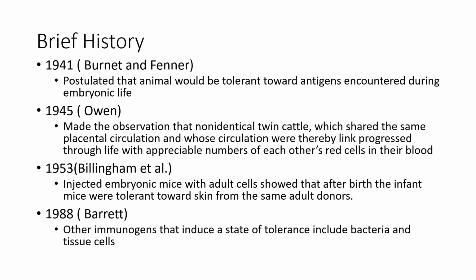Studies of immune tolerance stem from the work of Owen in 1945, who made the observation that dizygotic twin cattle, or the non-identical, which share the same placental circulation and whose circulations were thereby linked, known as chimerism, progressed through life with appreciable numbers of each other's red cells in their blood. Conversely, if they had not shared the same circulation, red cells from one twin injected into the other rapidly provoked an immune response.